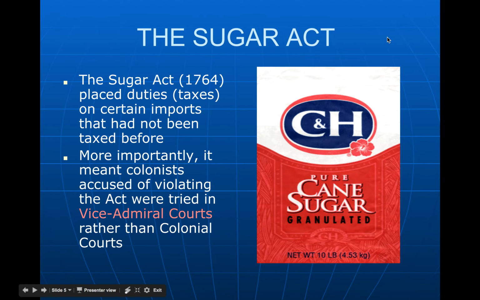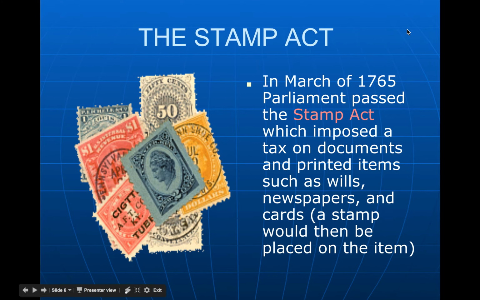So looking at the Sugar Act, it placed taxes on certain imported items, and if colonists were accused of violating this act or smuggling in sugar or things that were associated with the Sugar Act, they could be tried in a vice admiralty court rather than colonial courts. So they're not being tried by their peers. This is another cause leading to the American Revolution, the various taxes that were imposed on the colonists.